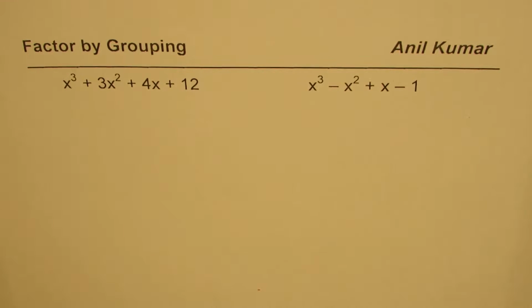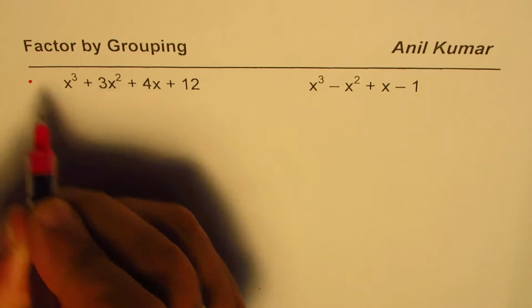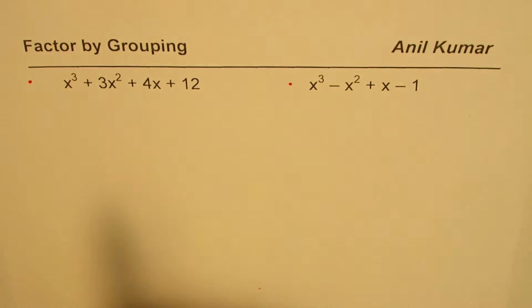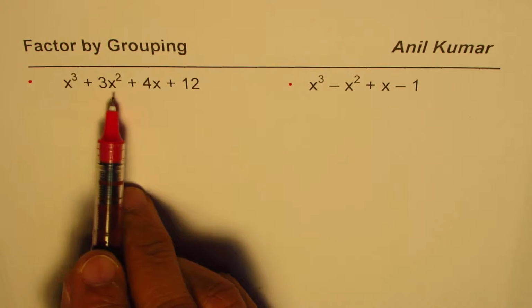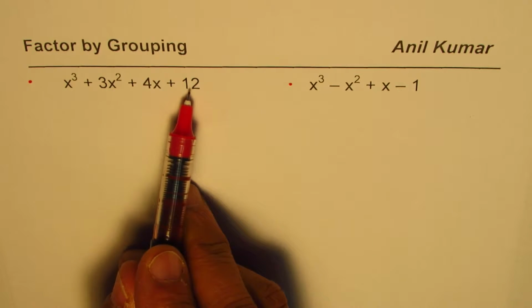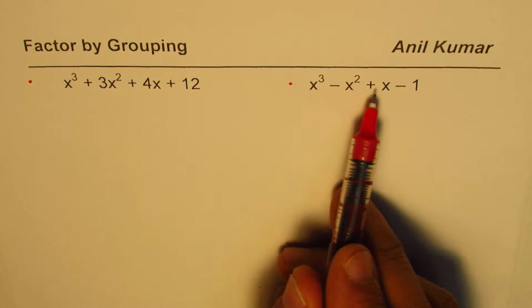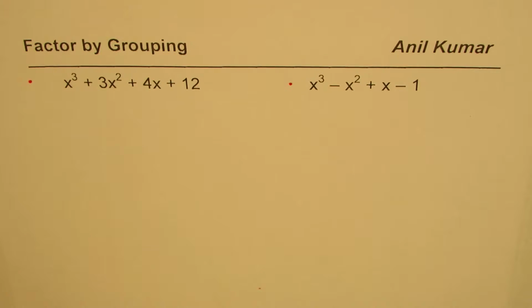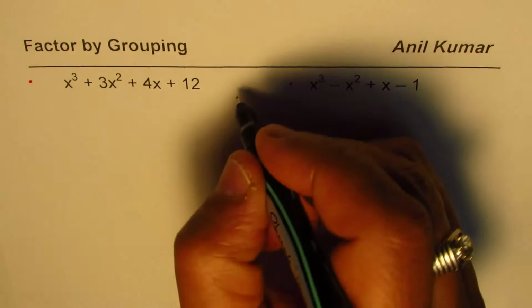I'm Anil Kumar. In this video, we will do factoring by grouping. We have two examples to begin with. First one is x cubed plus 3x squared plus 4x plus 12, and we have x cubed minus x squared plus x minus 1. You can pause the video, factor, and then look into my suggestions.